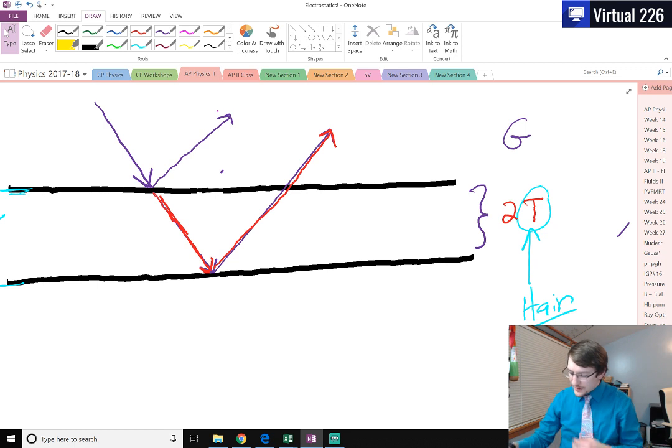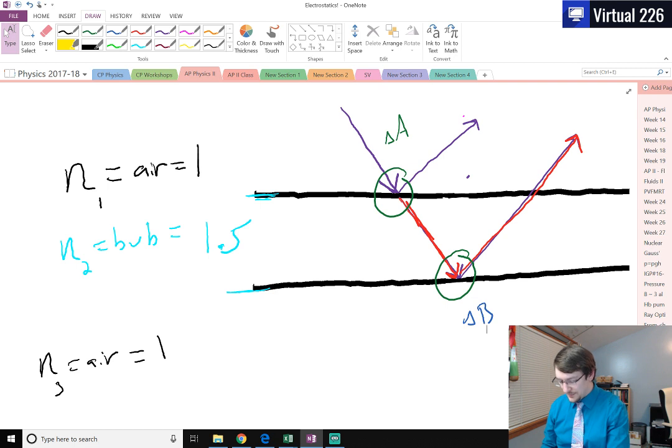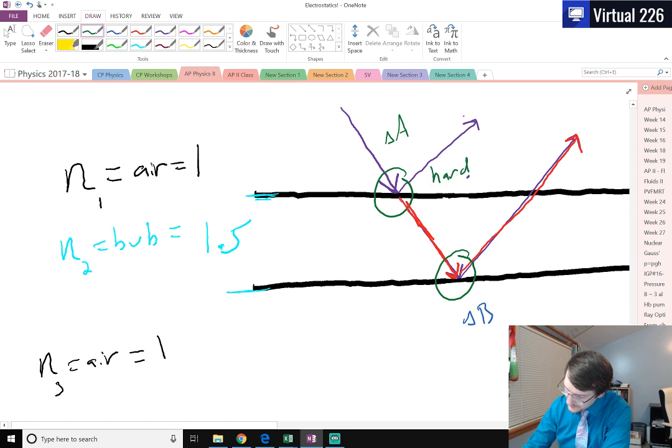Well, other than the thickness of the hair having to be traveled through, we also have a possibility of a phase change due to that shift. So we have a phase shift due to the reflections. So we have a reflection here and here. We're going to call this path up here delta A, and we're going to call the path down here delta B. Okay? If we're looking at an air, a bubble, and then air, then right here I have a hard reflection because I'm going from a low index to a high index. Since that's a hard reflection, I am shifted by half of a wavelength, lambda over 2.